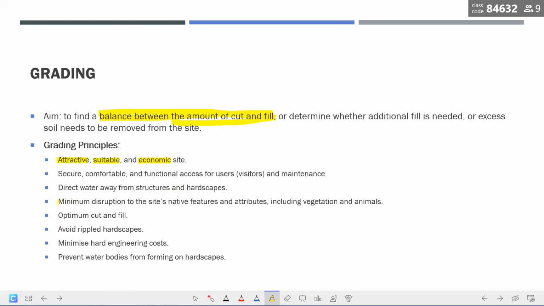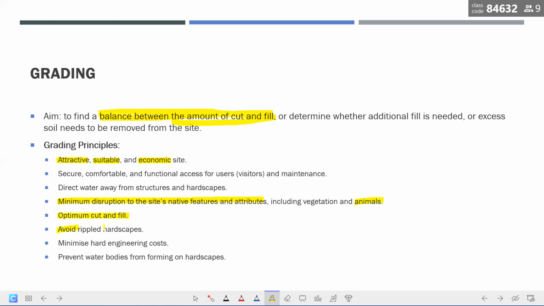But however you do it, make sure there is minimum disruption to the site's native features and attributes, especially vegetation and animals. If you have to remove vegetation, it is good practice to replant it in or around the same site, to make sure that any animals that are native to your site are not disturbed. To find an optimum amount of cut and fill, balance between the amount of cut and fill.